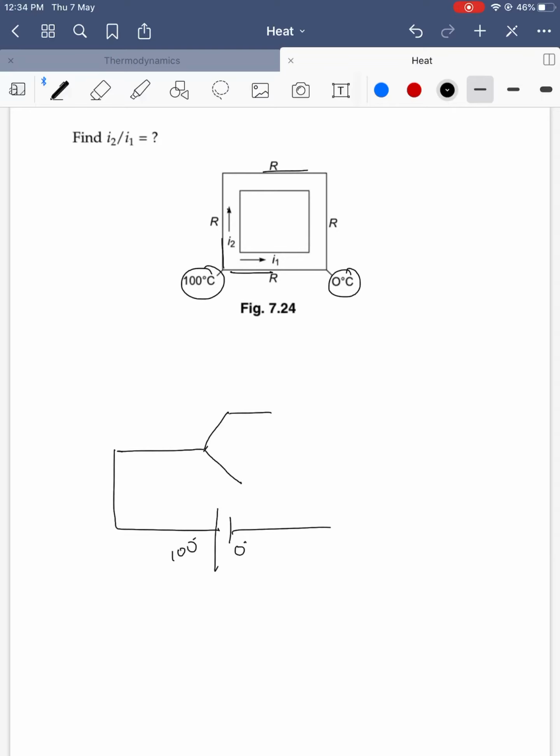What is the first part? R, R, R. How many resistors are in series? R, R, R. They are in series. Next, from here it's going to the temperature: here the temperature is 100 degrees and the end is 0 degrees Celsius. And from the other end it is coming through only 1 R. So R, R, R.